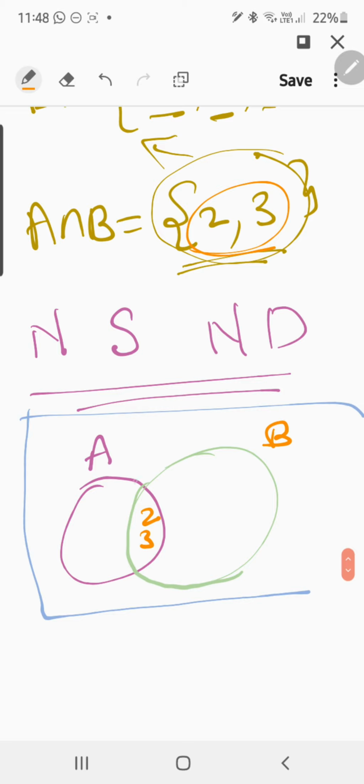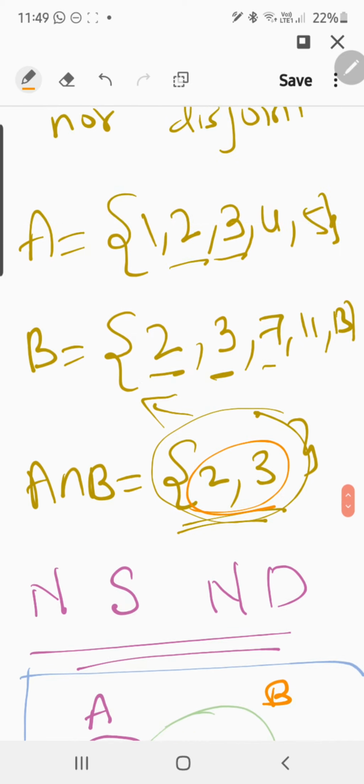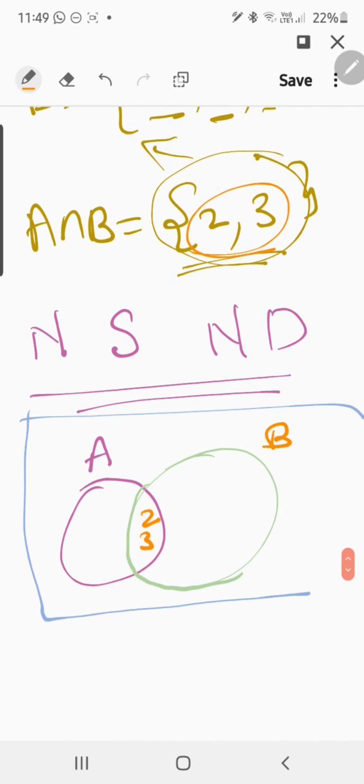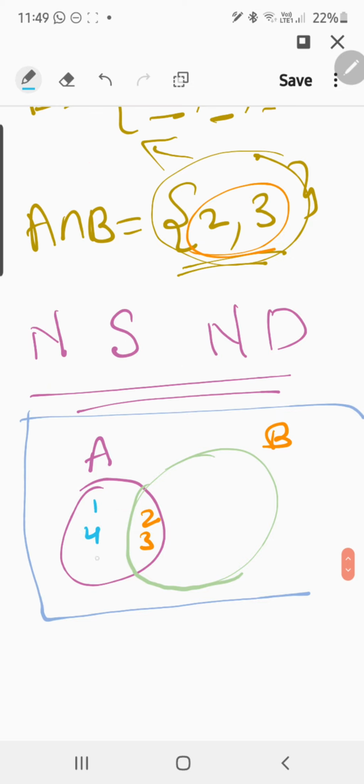Now for circle A, you already utilized 2, 3. What is left out? 1, 4, 5. So you have to take 1, 4, 5 as your numbers. In this complete circle, you can clearly understand that 2 comma 3 is common to both A and B. So for set A, your elements are 1, 4, 5, 2, 3. This is the complete set A.